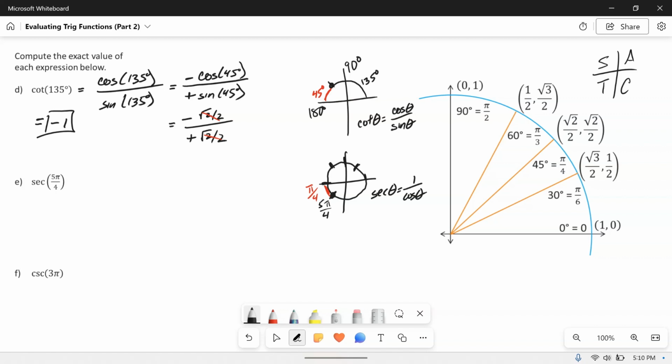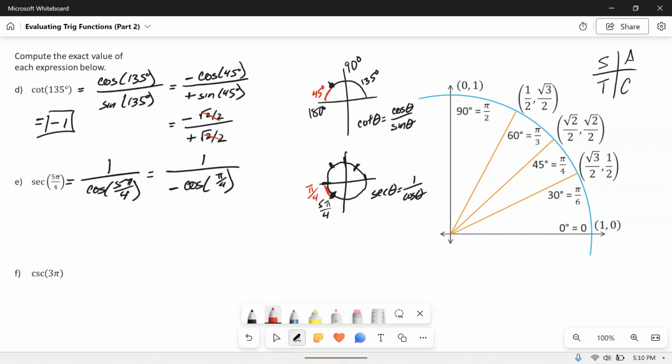Okay, so put all that together. We have secant of 5 pi over 4. We could use that reciprocal property and rewrite this as 1 over the cosine of 5 pi over 4. And then we could use our reference angle. So the cosine of 5 pi over 4 is the cosine of just pi over 4. But because, again, we're in the third quadrant, cosine is negative. So it's really 1 over the negative cosine of pi over 4.